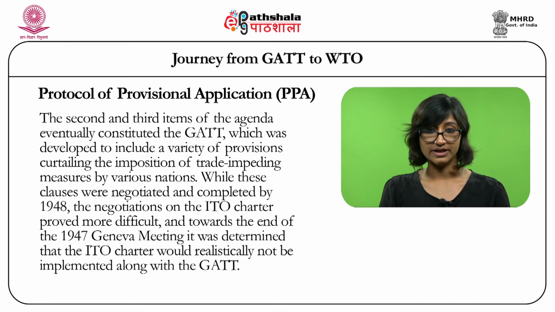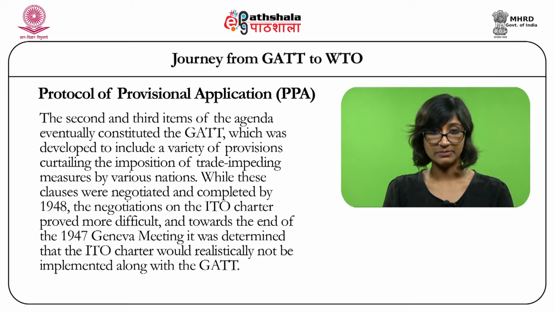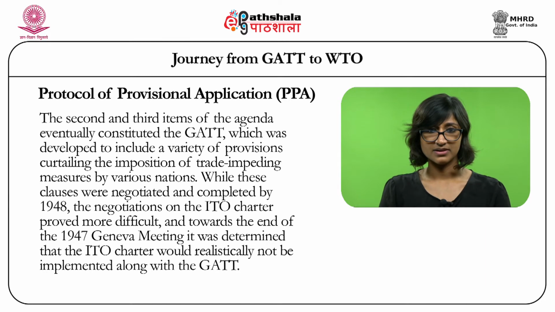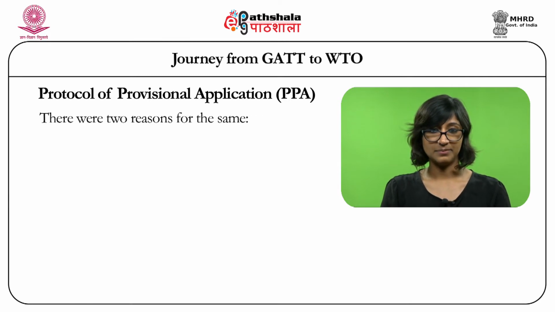The second and third items of the agenda eventually constituted the GATT, which was developed to include a variety of provisions curtailing the imposition of trade impeding measures by various nations. While these clauses were negotiated and completed by 1948, the negotiations on the ITO Charter proved more difficult, and towards the end of 1947 Geneva meeting, it was determined that the ITO Charter would realistically not be implemented along with the GATT. There were two reasons for the same.